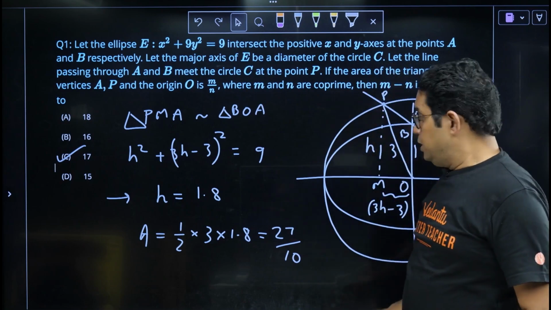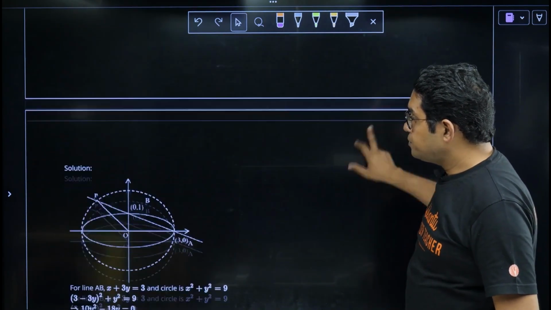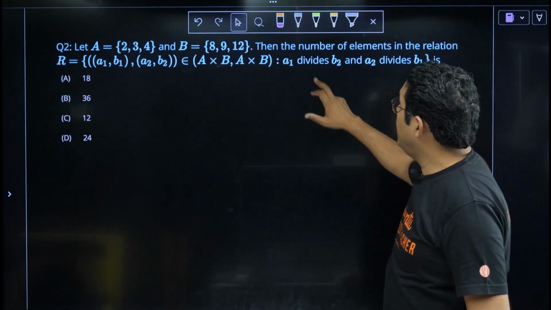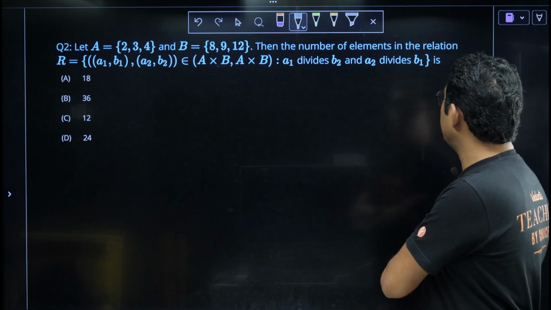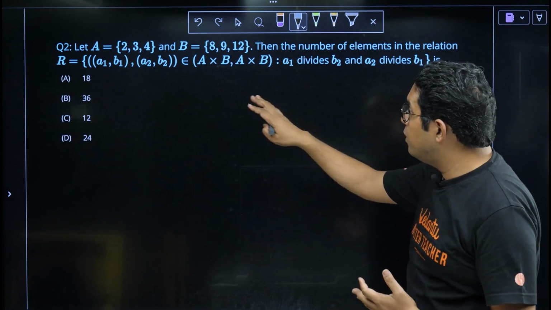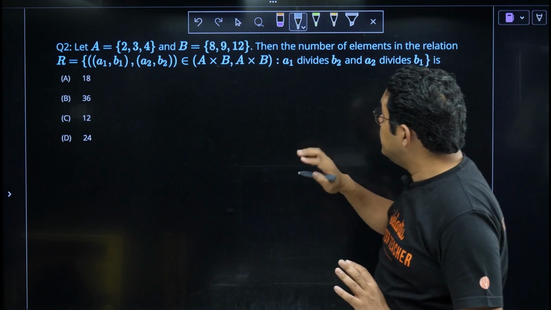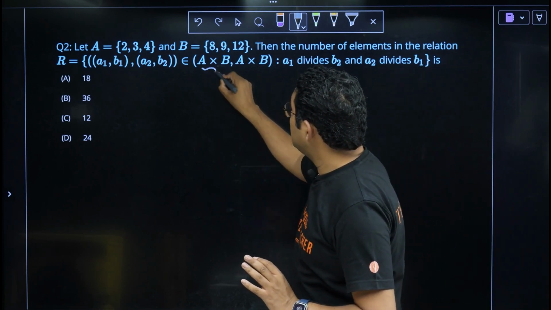Now coming to the question number 2, we are given that A is 2, 3, 4 and B is 8, 9, 12. Then the number of elements in the relation R, relation R is actually on this ordered pair.